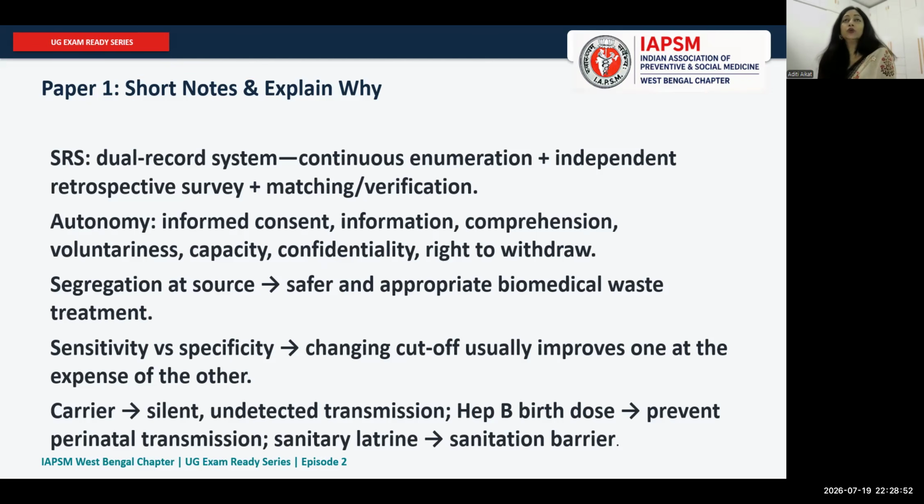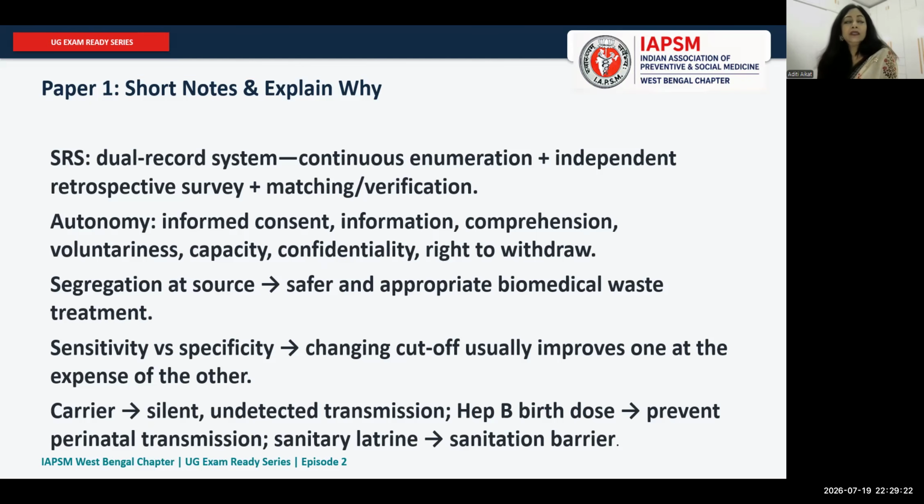Now coming to autonomy. You should be focusing on mentioning about informed consent, information, comprehension, the voluntariness, capacity of the persons, the confidentiality, and the right to withdraw. Because these are the basic tenets that involve the autonomy in research.